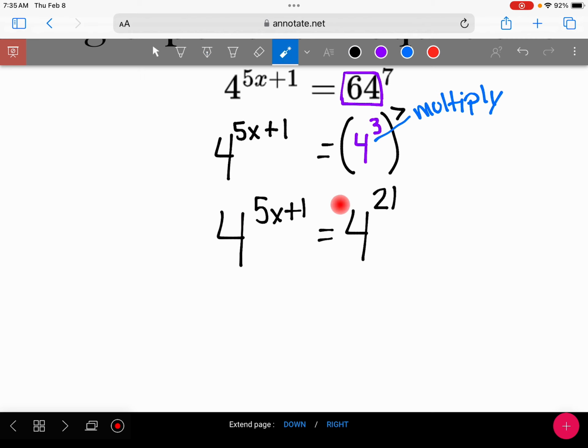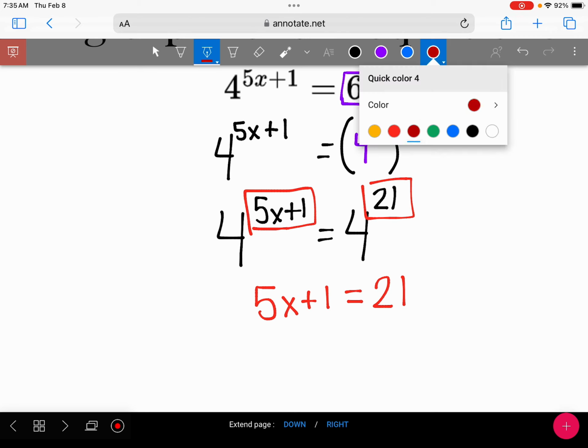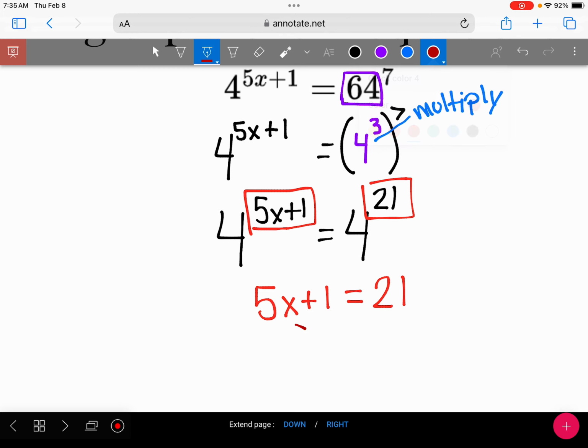Once our bases match, we can look at our exponents. 5x plus 1 and 21. So we want to know, when does 5x plus 1 equal 21? So we're going to subtract 1 from both sides to get our 5x equals 20. So what does x equal? 4.